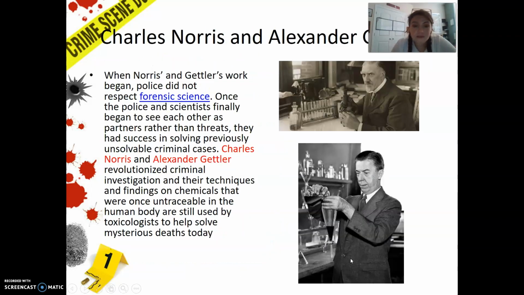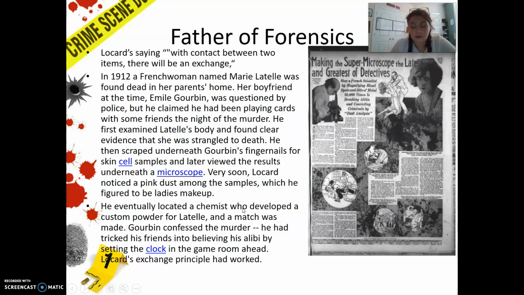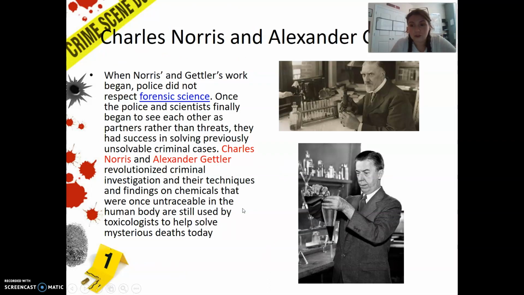Okay, clicking. So now we're still moving forward. So this was, I mean, he was 1900s. Now we're kind of like late 1900s. Well, not late, not 1970, but more like 1940s, 50s, 60s. It was Charles Norris and Alexander Gettler. I guess really in the 20s, because they did Prohibition too.